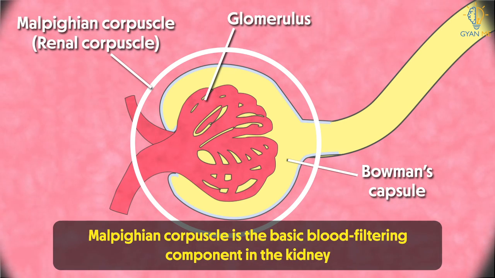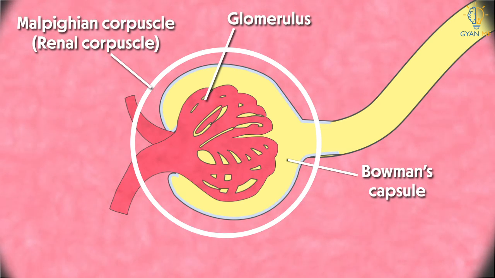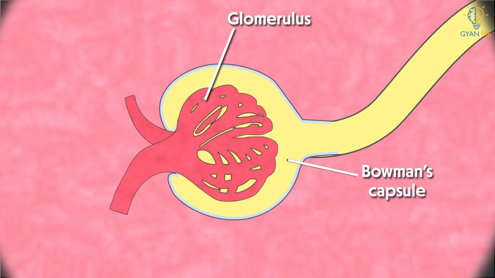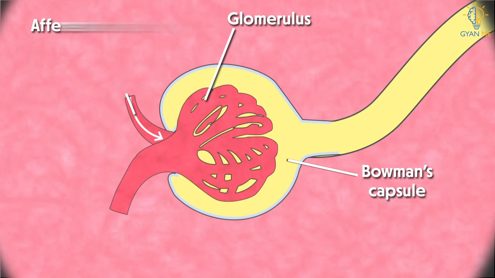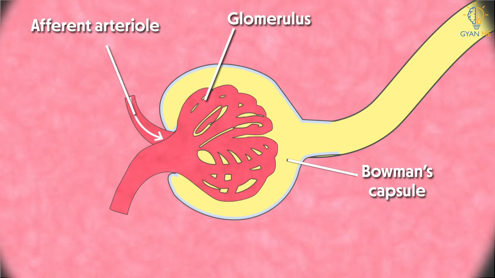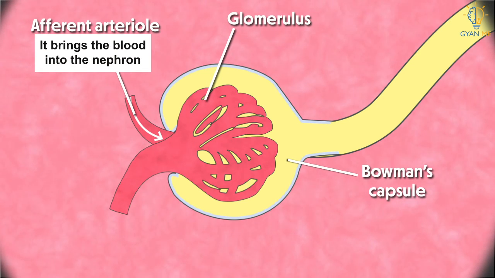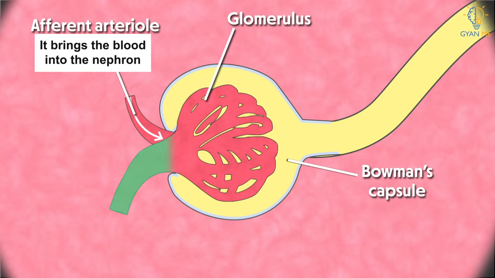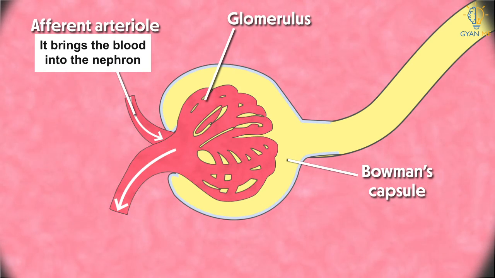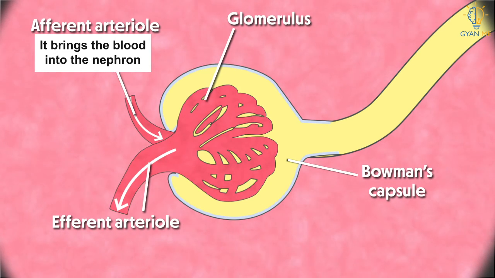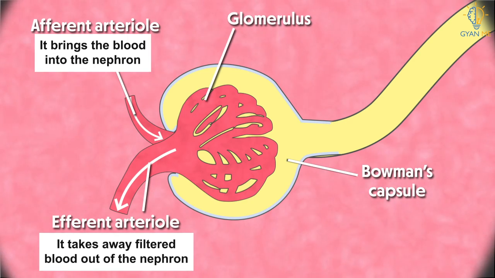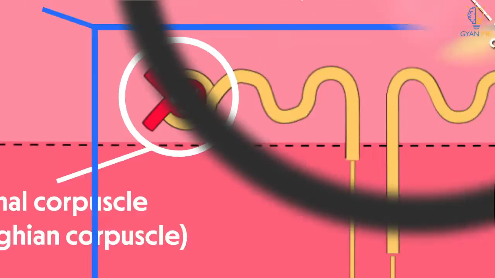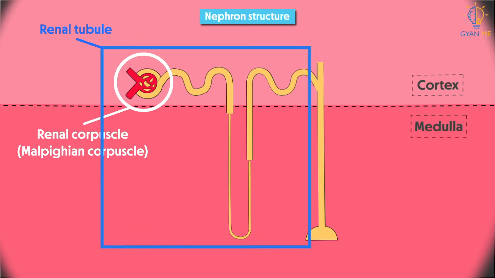Students, also observe these two blood vessels. The blood vessel which is entering inside the kidney is called the afferent arteriole. It brings the blood into the nephron, and the vessel which is going out is called the efferent arteriole. It takes away the filtered blood out of the nephron. The Bowman's capsule continues as the renal tubule, which consists of three parts.